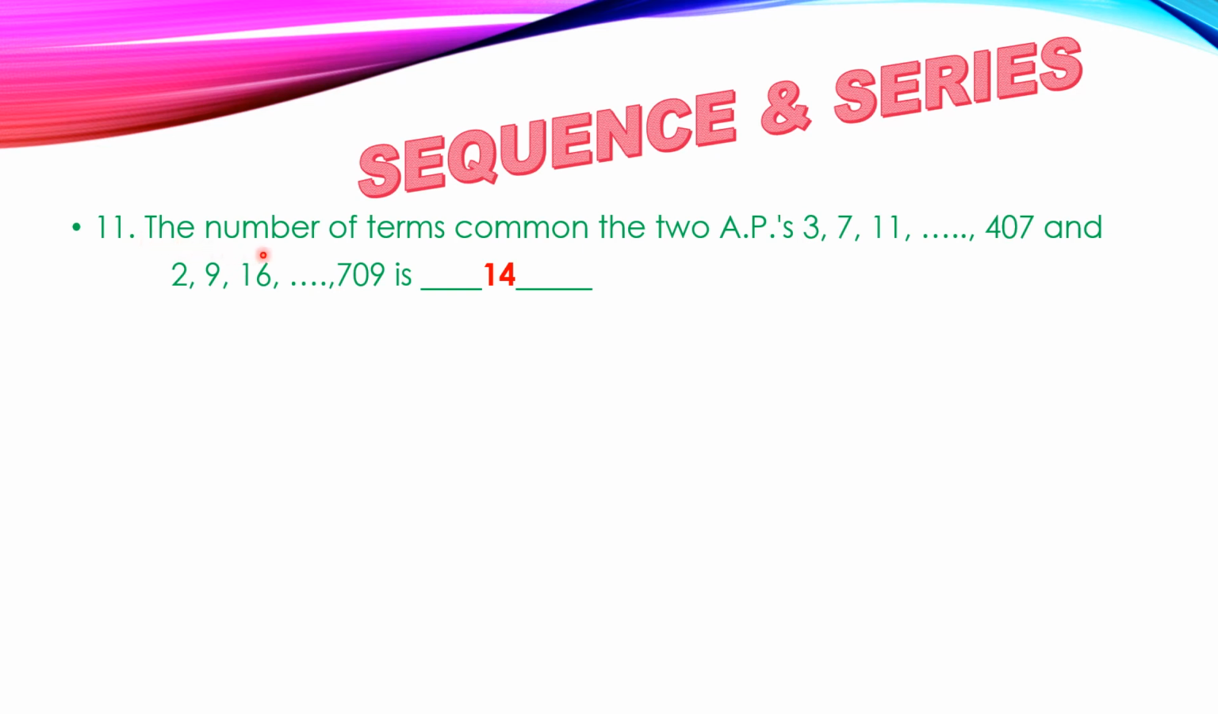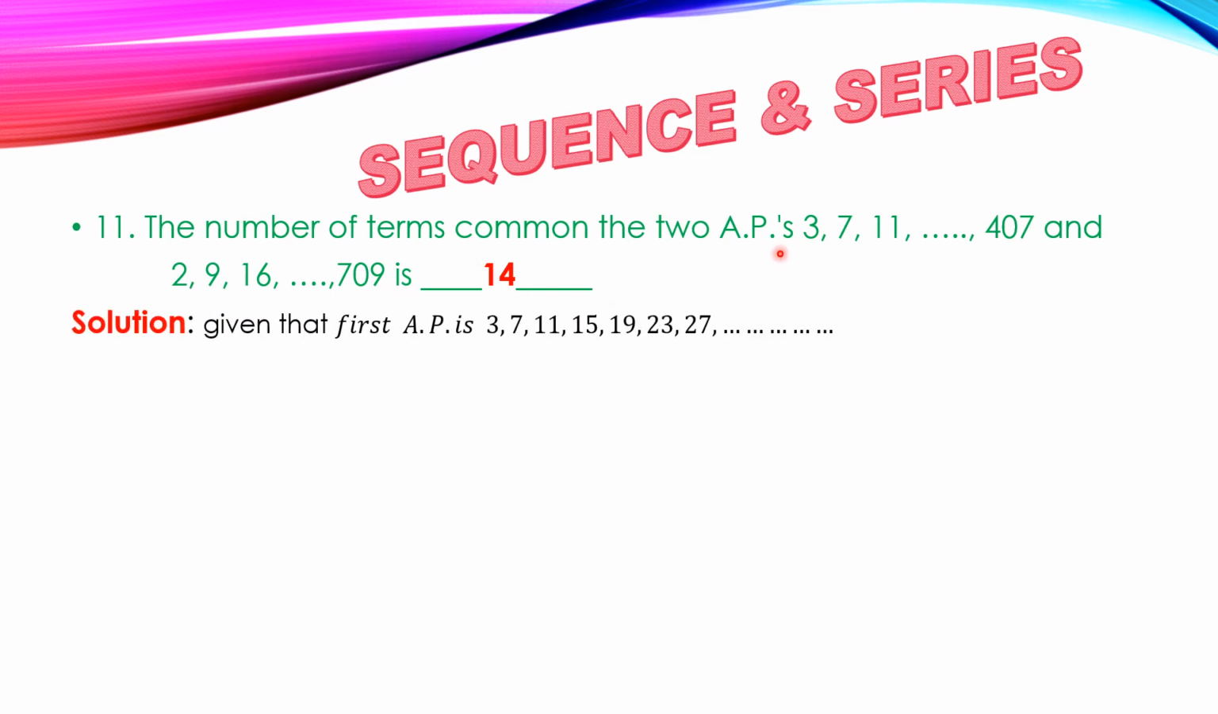The next problem is: the number of terms common to the two arithmetic progressions 3, 7, 11, and so on up to 407, and the second AP 2, 9, 16, and so on up to 709, is dash. So which is an integer type question. Here we observe that two arithmetic progressions are given. The first AP is 3, 7, 11, 15, 19, 23, 27 and so on. And similarly the second AP is 2, 9, 16, 23 and so on.